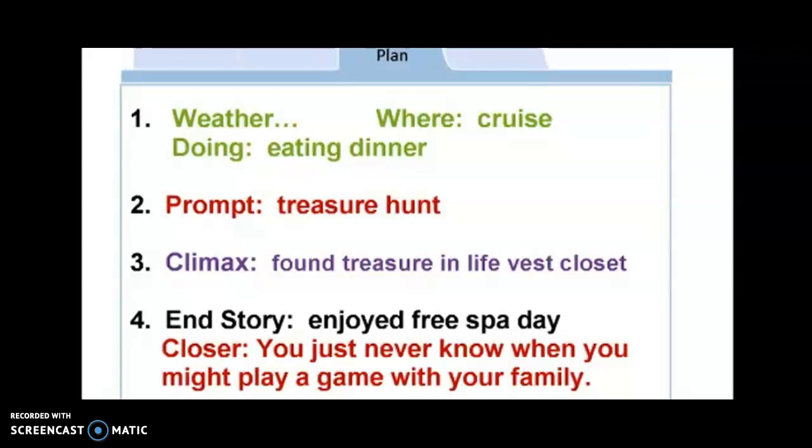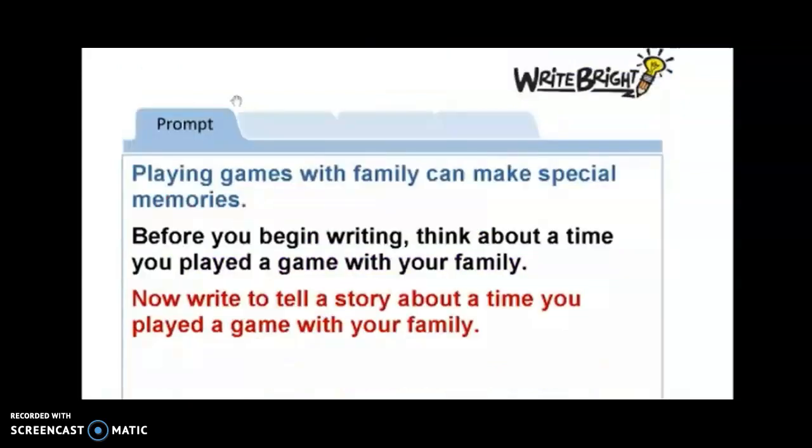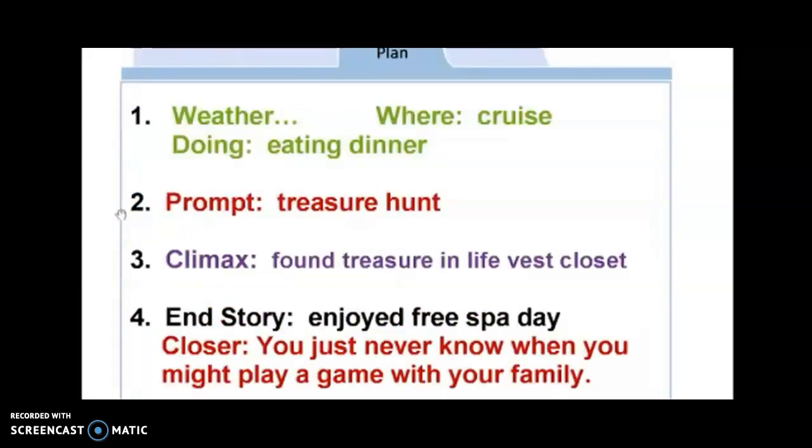Number 2 says prompt. This means you go back to the last sentence of the prompt and you see what it is asking you to write about. Now write to tell a story about a time you played a game with your family. So in paragraph 2, I want to know what game you played with your family. We had a treasure hunt on the cruise ship, so that's our game.